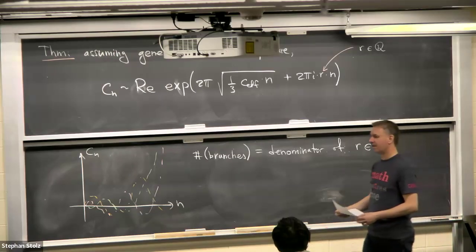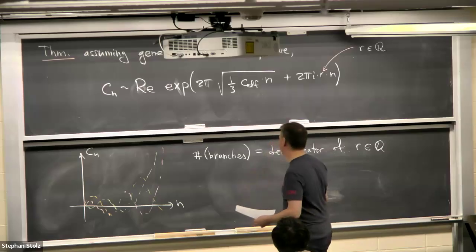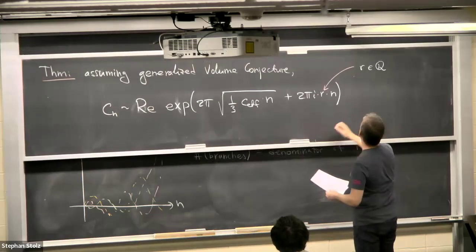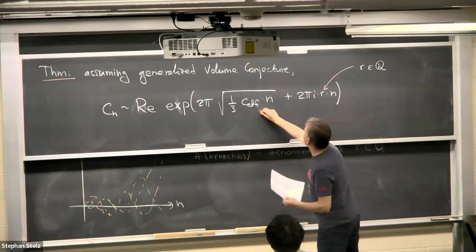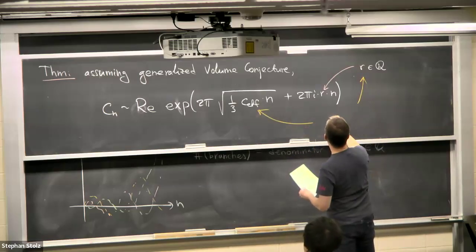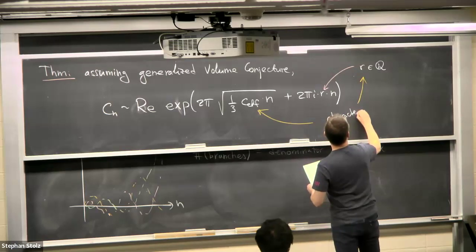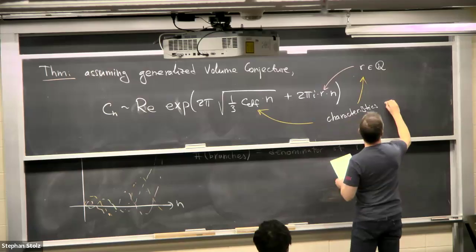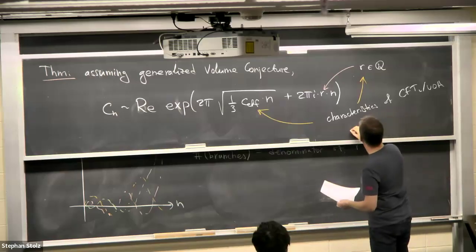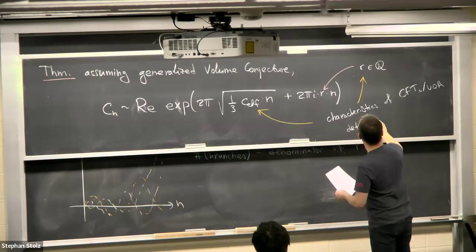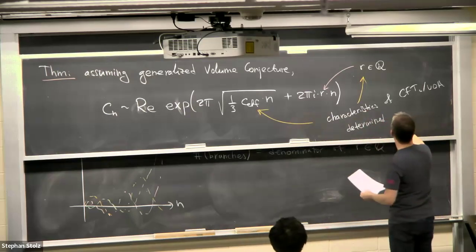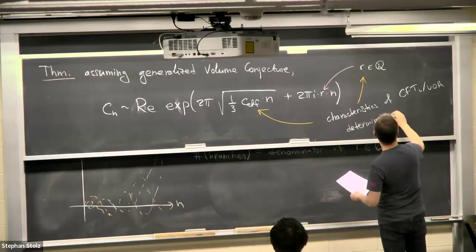Is there a different theory for every rational number R? No, R is determined. Both this number and this number are characteristics of the CFT or vertex operator algebra. They're determined by your choice of theory. For us, it's determined by the choice of graph, for example, or more generally manifold or whatnot.